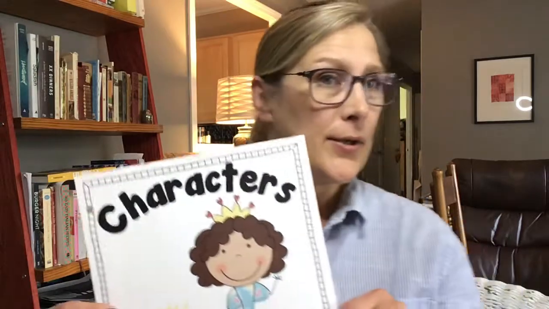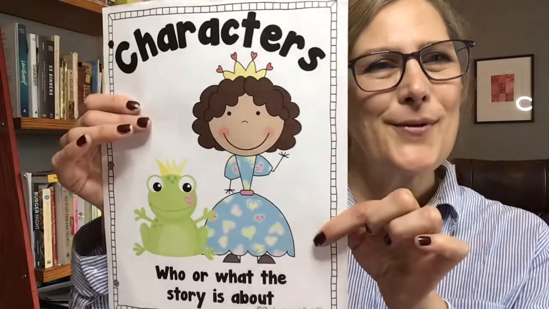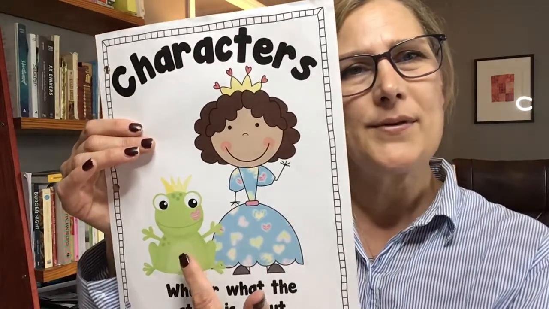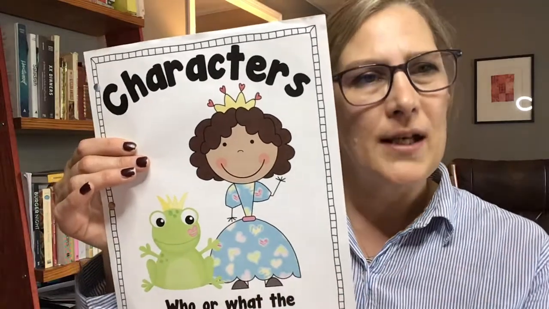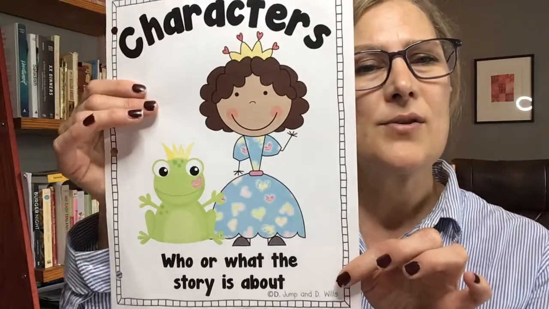Last week when we met, we talked a little bit about characters and setting. I have these really cool posters that I want to show you to help us remember what character and setting mean. Here's our character poster. And if you notice on this poster, there's a princess and a frog. They are people and animals. People and animals are a type of character. They help tell the story. Who or what the story is about. That's what it says on our poster. You can use that to help you remember what character means.